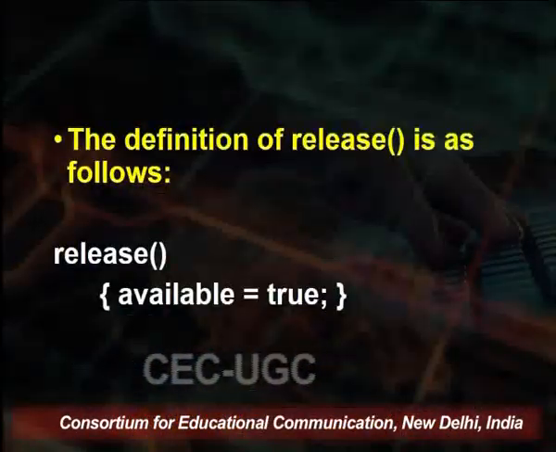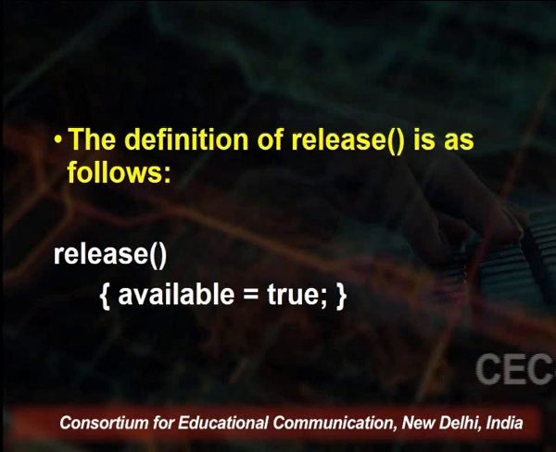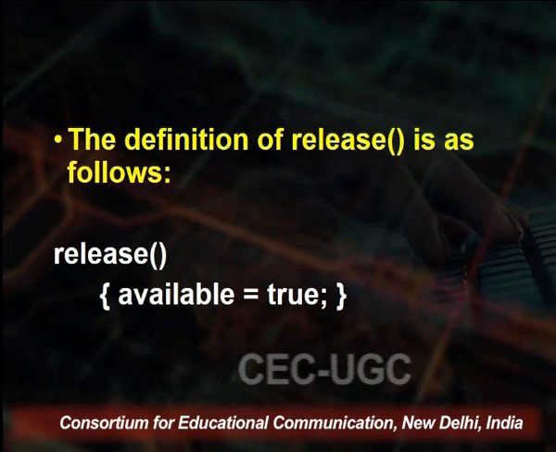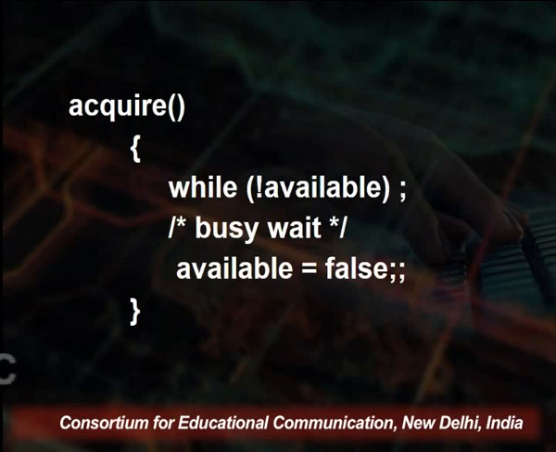Similarly, the code of release is nothing but available equals true. So now the lock is available, while in acquire we have seen the lock is not available because it has been acquired by someone else.